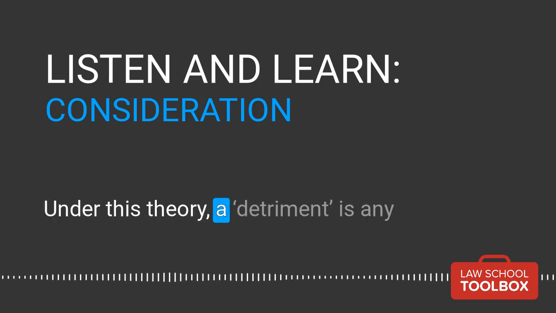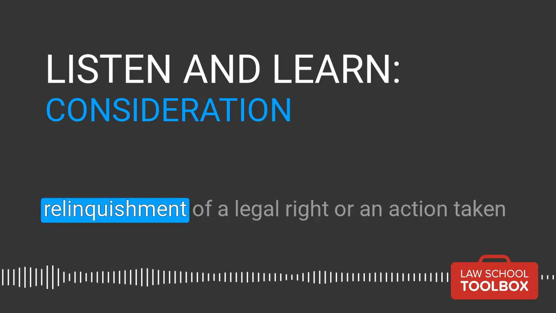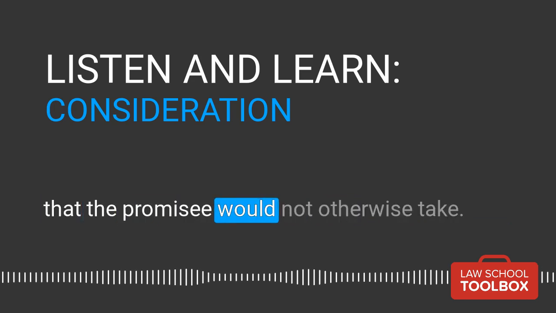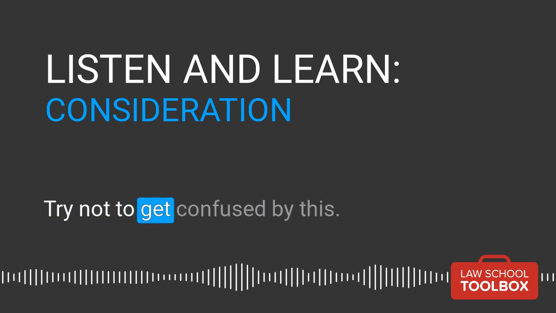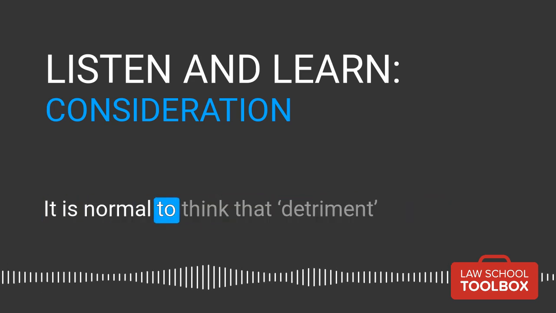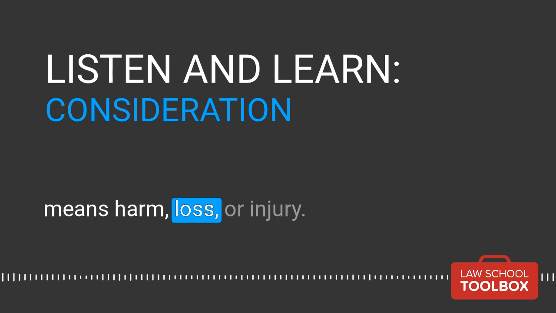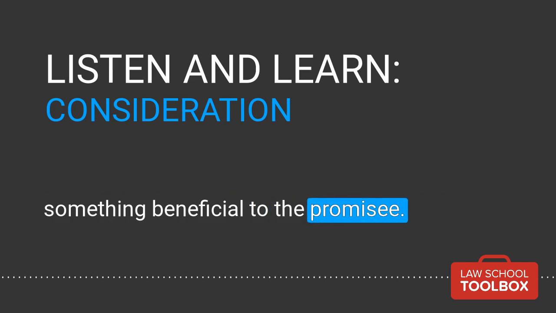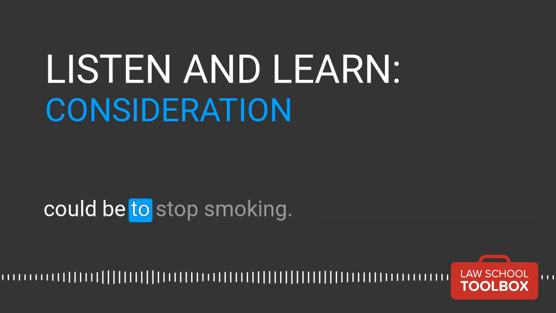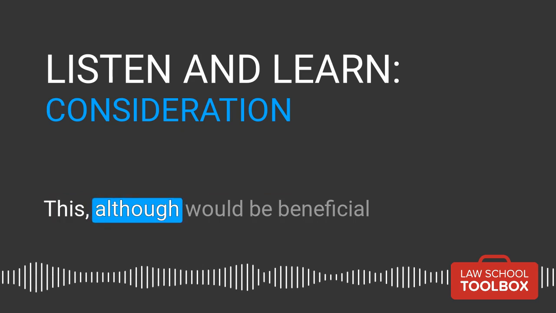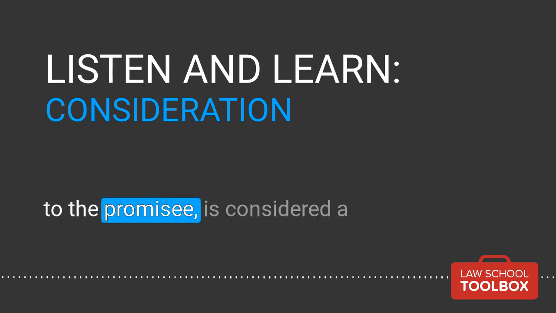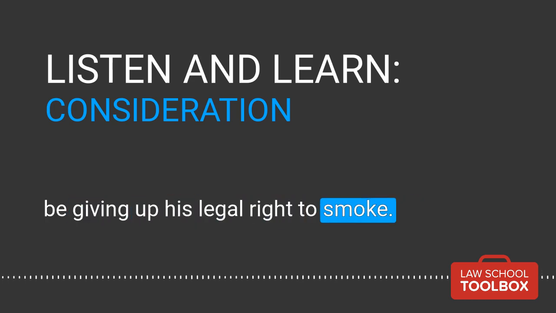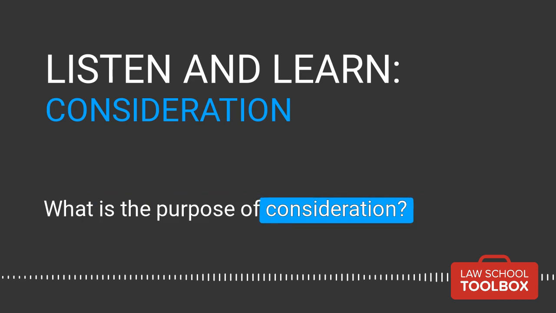Under this theory, a detriment is any relinquishment of a legal right or an action taken that the promisee would not otherwise take. Try not to get confused by this. It is normal to think that detriment means harm, loss, or injury. However, a detriment can be something beneficial to the promisee. For example, a detriment could be to stop smoking. This, although it would be beneficial to the promisee, is considered a detriment because the promisee would be giving up his legal right to smoke.